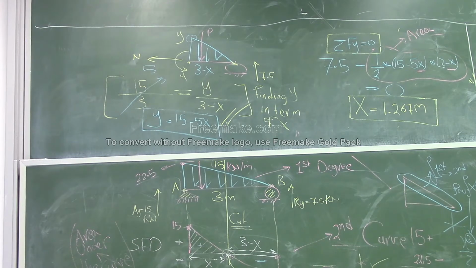Wait a second. I have the last of the days too. 15 minus 5x multiplied by 3 minus x.